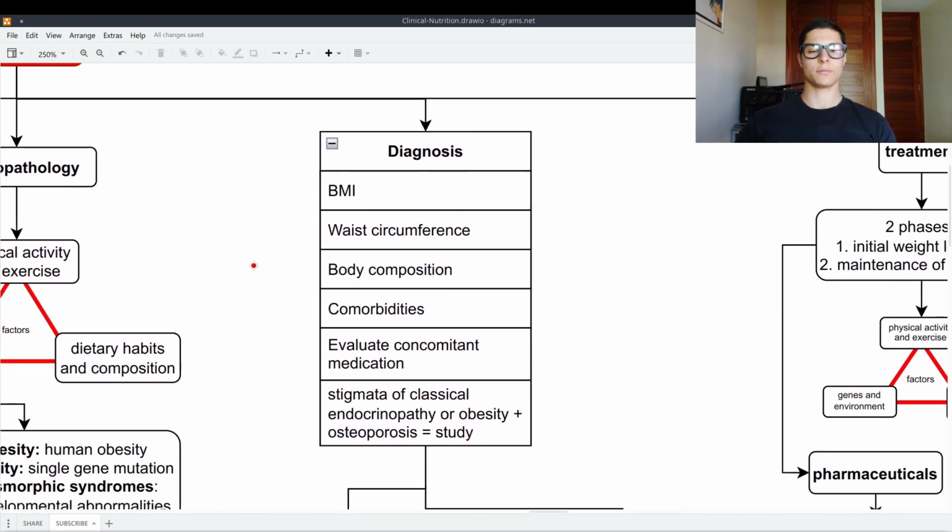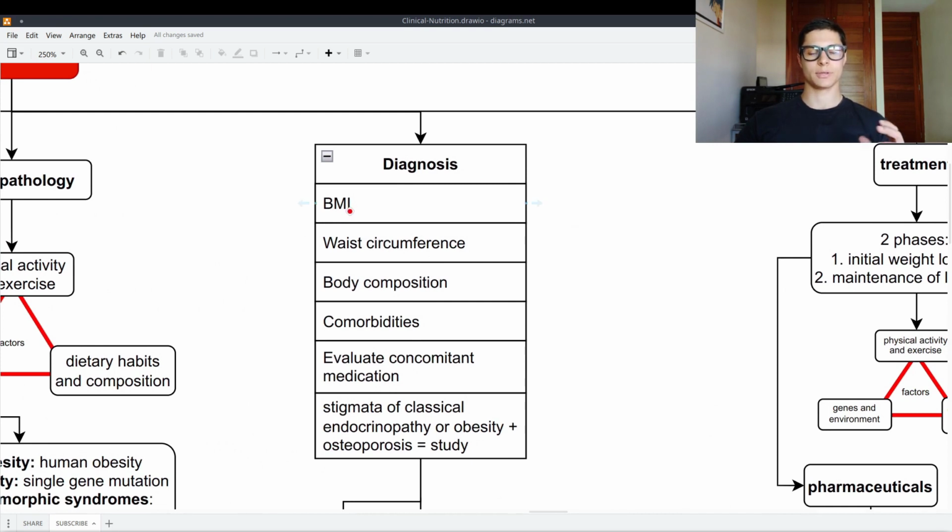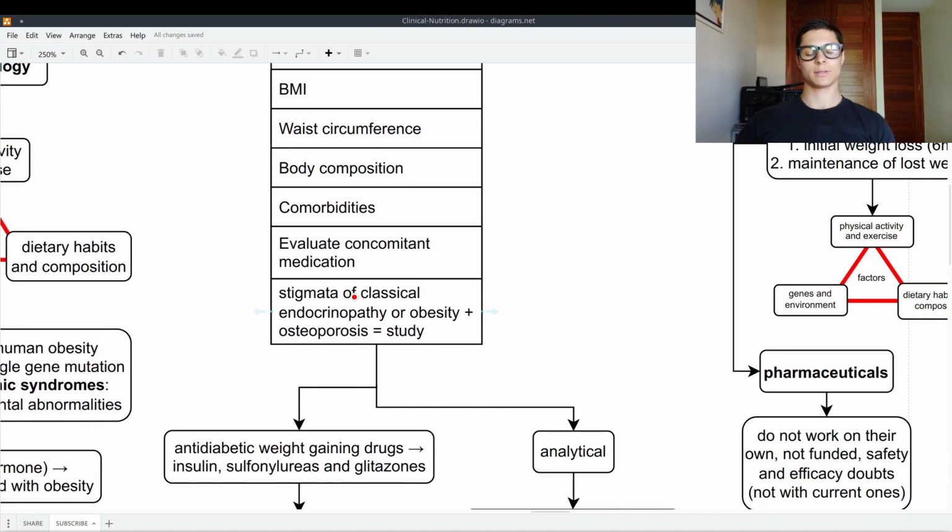The diagnosis of obesity uses, of course, the body mass index, but it's not enough. So we talked about the waist circumference, body composition, where the fat is also distributed, and the comorbidities attached to the obesity. We have to evaluate the concomitant medication and the stigmata of classical endocrinopathy or obesity plus osteoporosis. And we have to do a study of it.